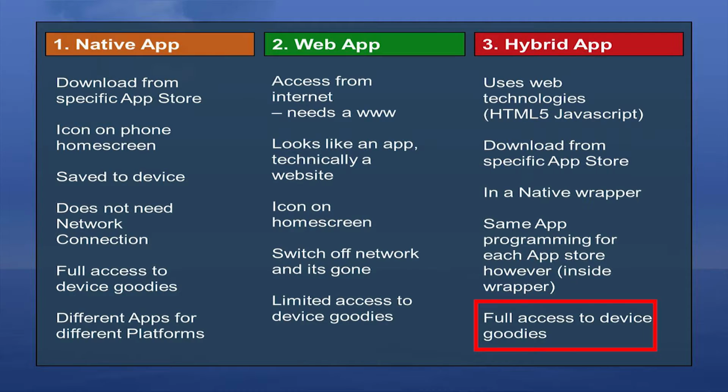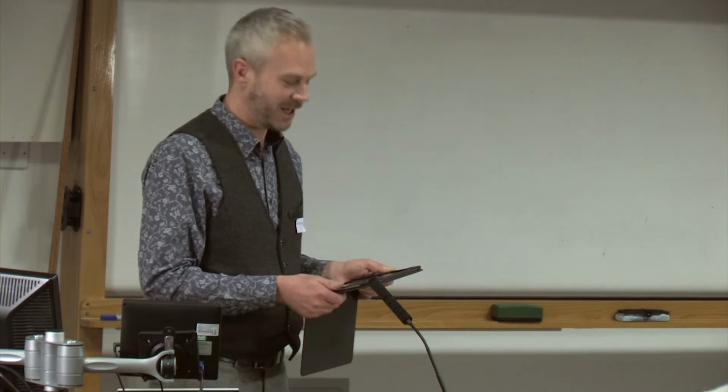Also, because you're using the native technologies, it still gives you full access to the device goodies, so the location-based services and such like. So the hybrid app's kind of tricky to get a handle on, but it's like if you give me a DVD, I can put that in an app wrapper and then play it on a Blu-ray machine. Or for a different generation, if you give me a Betamax tape, I can put it in an app wrapper and play it in a VHS. So it really depends on what your project is, which type of app might suit your needs.